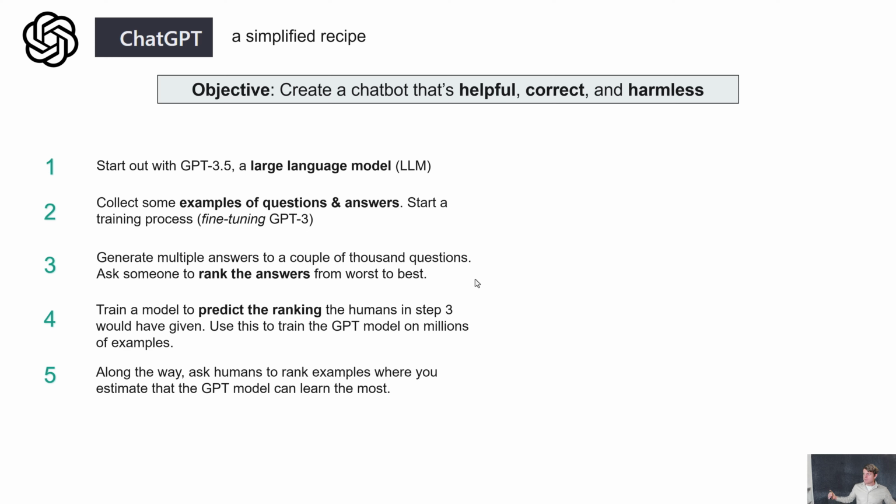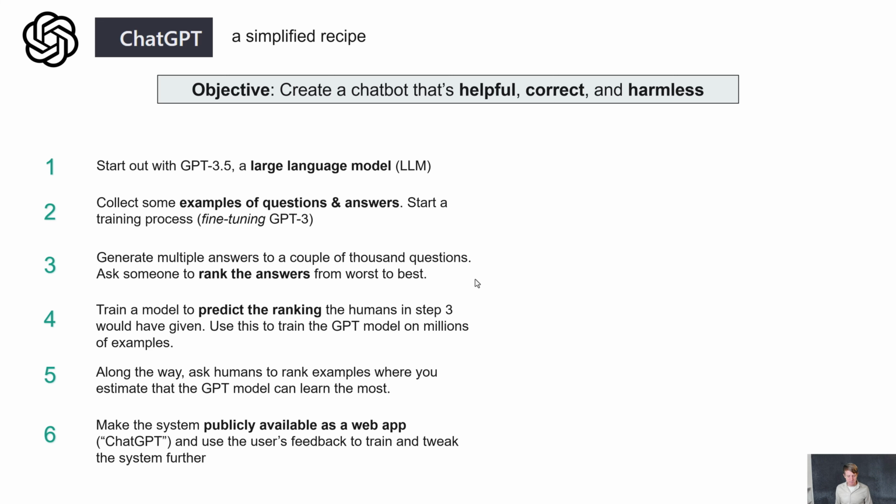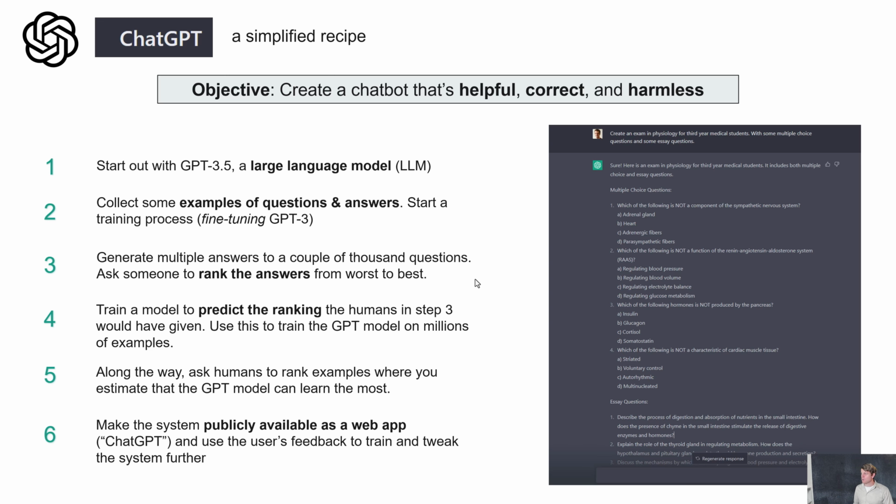So then comes a crucial step. We make the system publicly available as a web app, and we call it ChatGPT. What was a big surprise even to OpenAI was that it would become immensely popular almost immediately, the fastest growing software product in history, once they released ChatGPT as a web app. That means it has a lot of users. And we can task the users with providing feedback that can be used for further training and tweaking of the system. And if you've used the system, you probably noticed the small thumbs up and thumbs down icons, right?